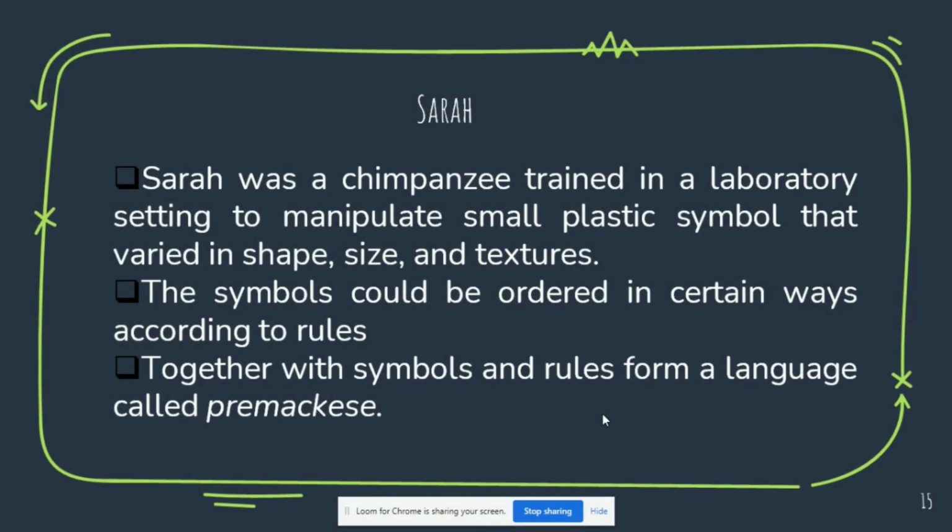Next is what we call Sarah. Sarah was a chimpanzee trained in a laboratory setting to manipulate small plastic symbols that varied in shape, size, and texture. Sarah produced mainly simple lexical concepts together, describing a simple object or action, and could produce novel strings of symbols. The symbols could be ordered in certain ways according to rules. Together, the symbols and rules form a language called Premack.